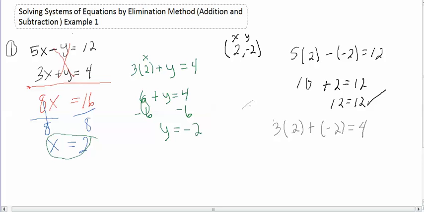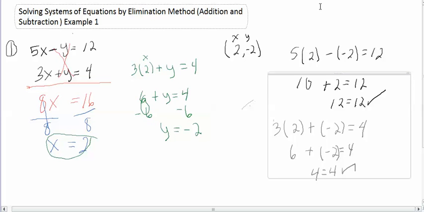So 3 times 2 is 6. 6 plus a -2. So 6 minus 2 is 4. Is 4 equal to 4? And it's correct. So I checked my work. My answer is 2 and -2.